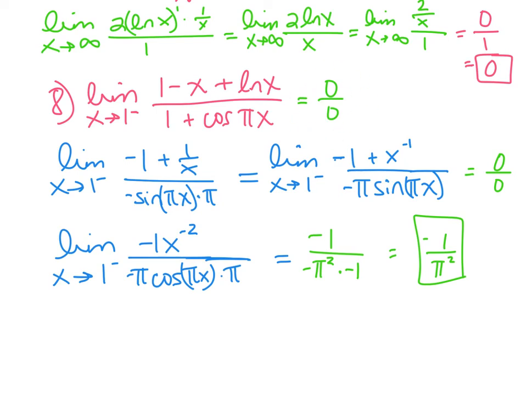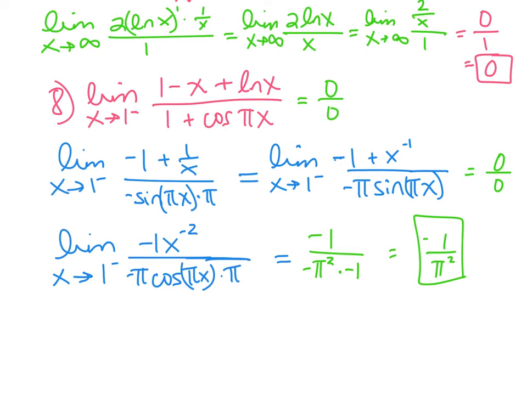So I used my L'Hopital's rule and I took the derivative of the numerator. The derivative of negative x is negative 1. The derivative of natural log of x is 1 over x. Over, the 1 goes away. Derivative of cos pi x would be negative sine pi x times pi. Okay, I just kind of cleaned that up for a second and rewrote it. So I wrote it as negative 1 plus x to the negative 1 over negative pi sine pi x.